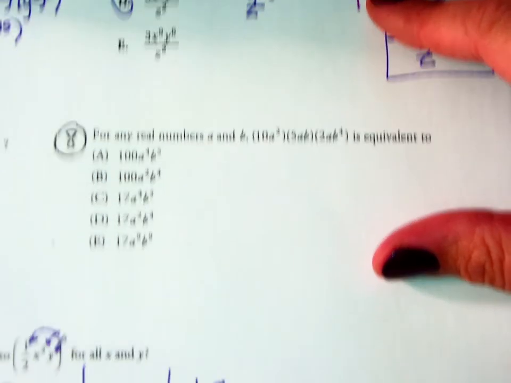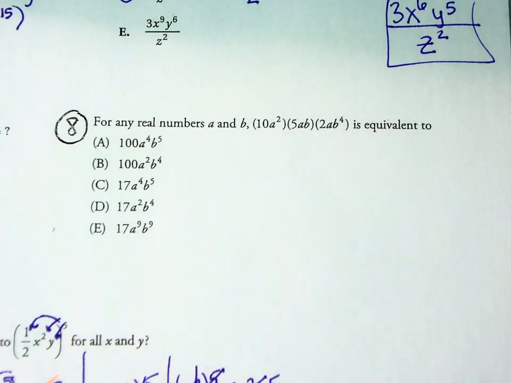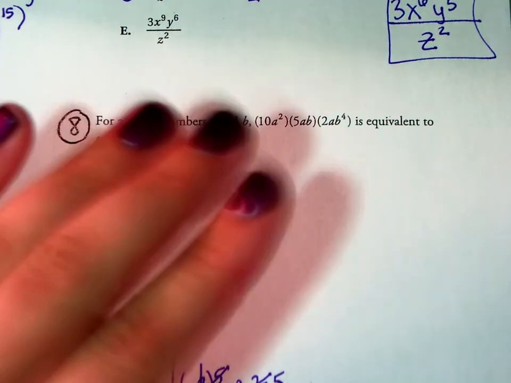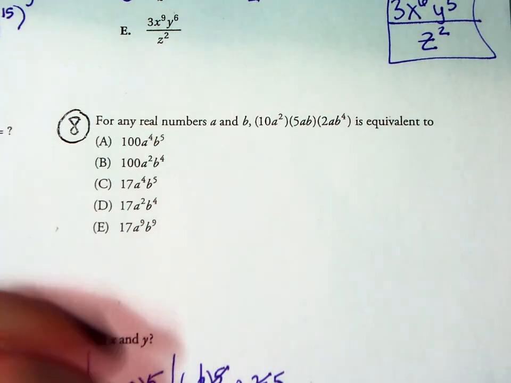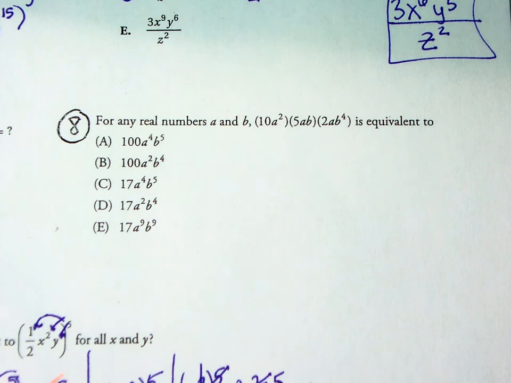Okay, number 8. For any real numbers a and b, 10a squared times 5ab times 2ab to the 4th is equivalent to what? So the first thing we should make sure we know is that all of these are on the same level, so we're not going to use the power to a power rule, we're going to use multiply. So looking at our answer choices, I see 10, 5, and 2 as my coefficient values. So I'm going to multiply them.